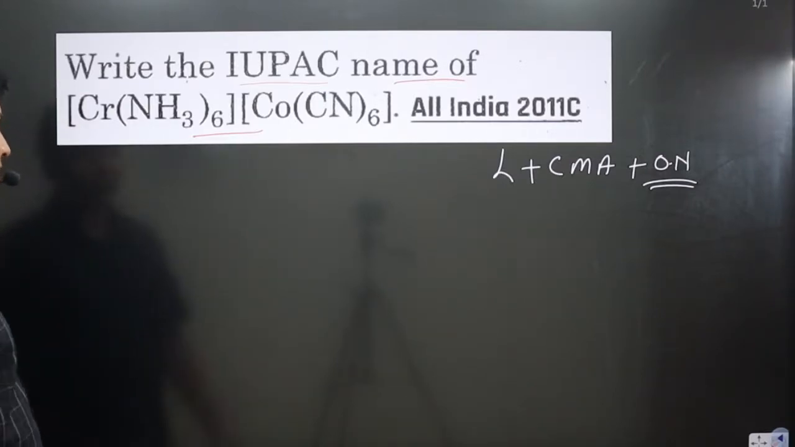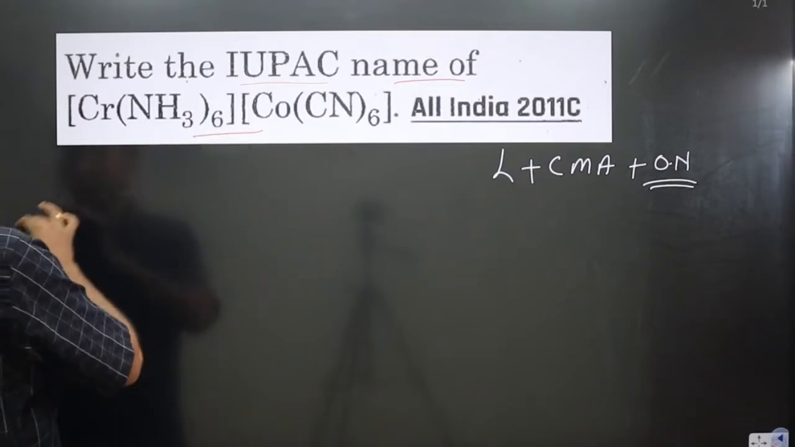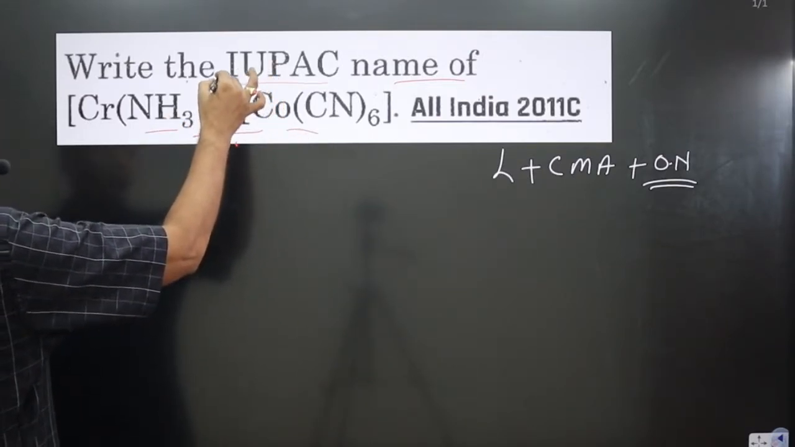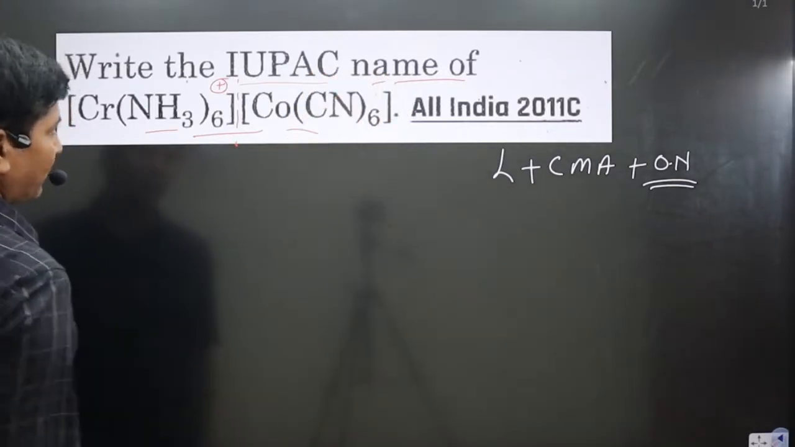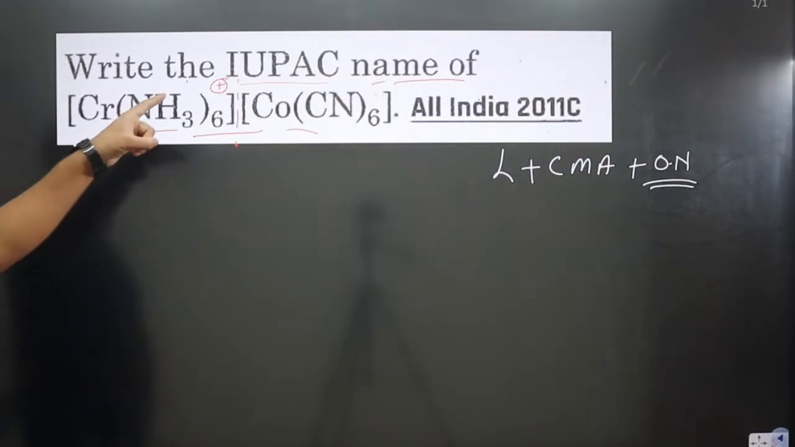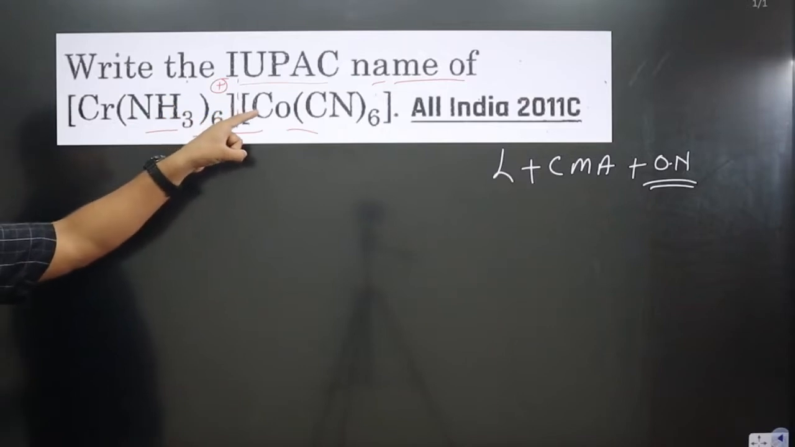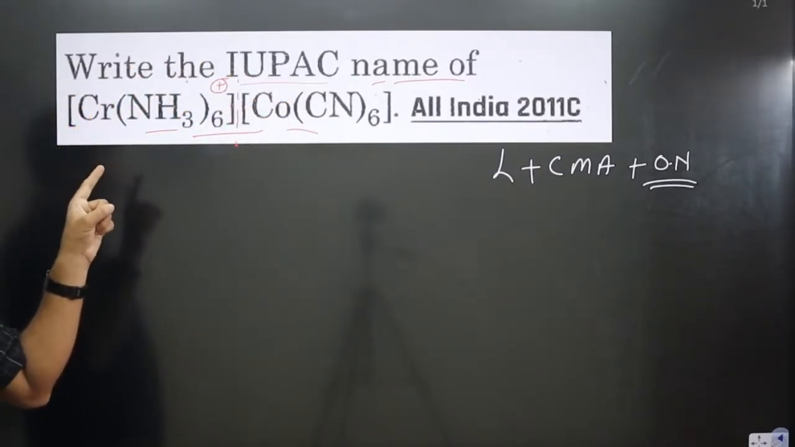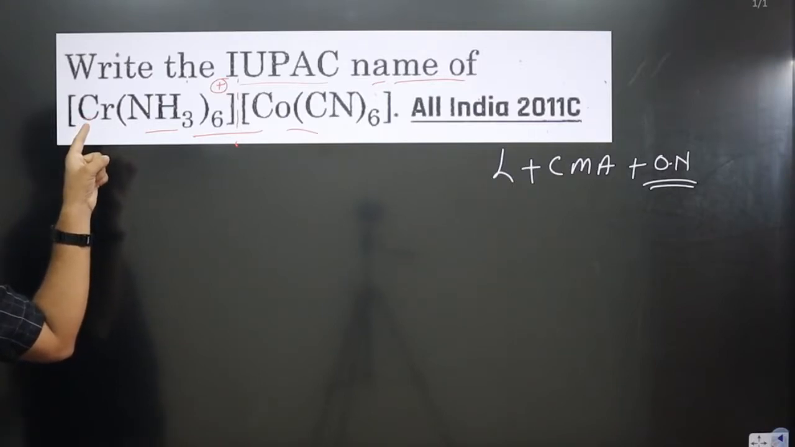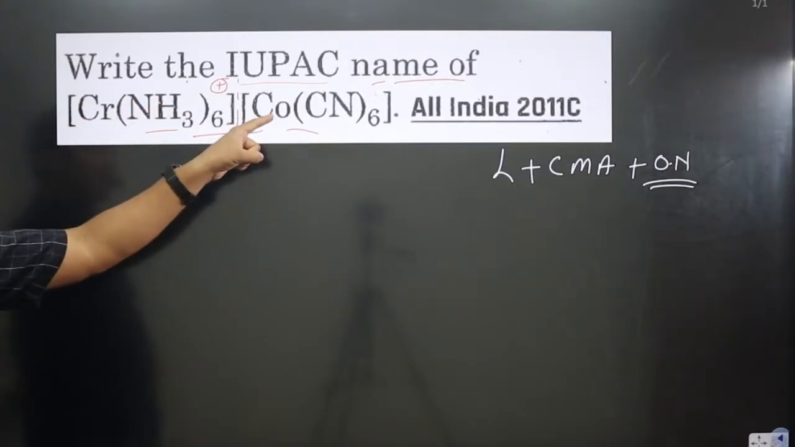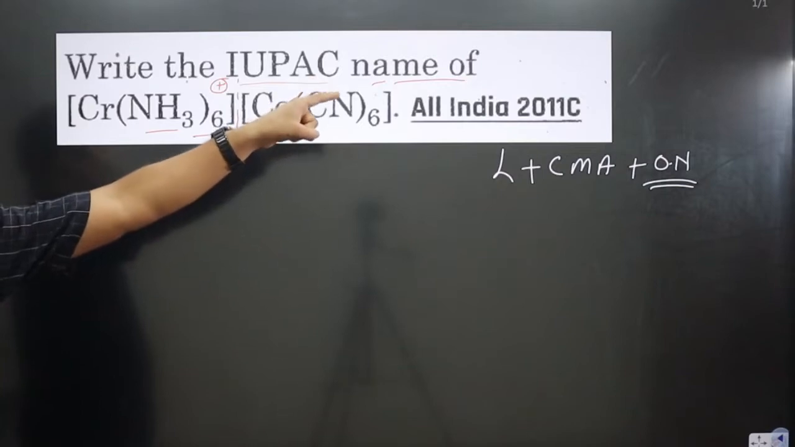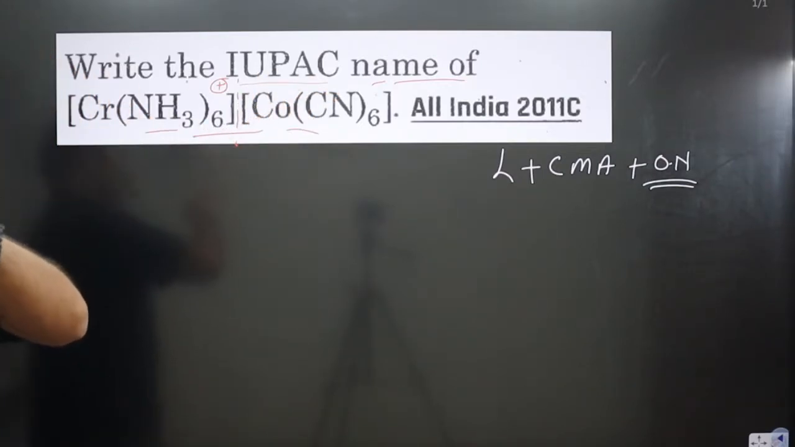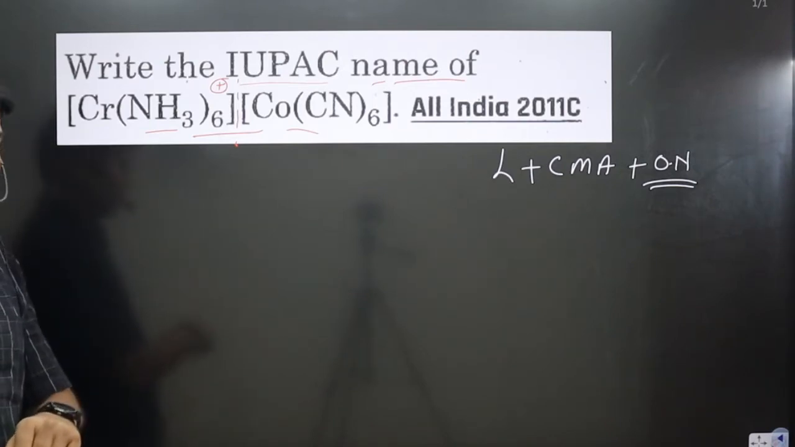Okay, for example, now you can see this is one part of the complex and this is another part of the complex. If I break it from here, the first one is positive, the second one is negative. So you can see chromium is present in the cationic complex and cobalt is present in the anionic complex. For chromium, I will use the common name chromium, but cobalt is present in the anionic complex, so I will use the special name for cobalt. It will be cobaltate.